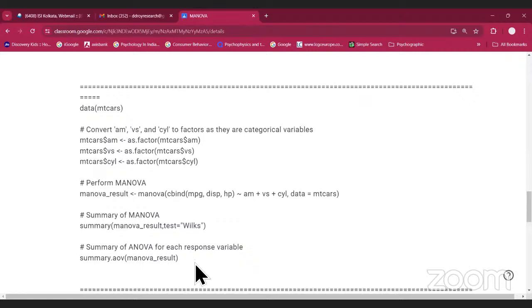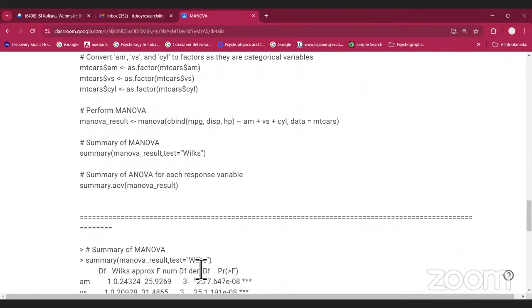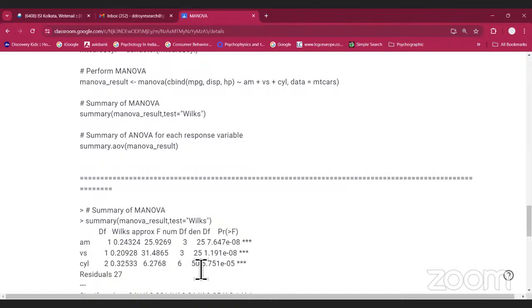So from the MANOVA result, you will get the summary. Now here you can find the Wilks' lambda. And here you can find that VS has more effect on the linear combination of the three dependent variables. VS has more effect because it is 0.20. The next one is AM, and after that the cylinder, 0.32. And they are significant.